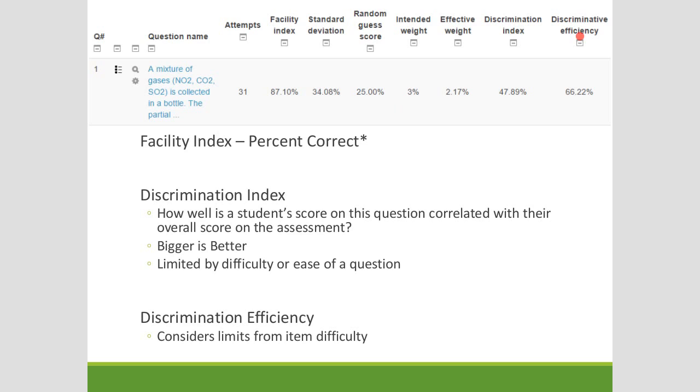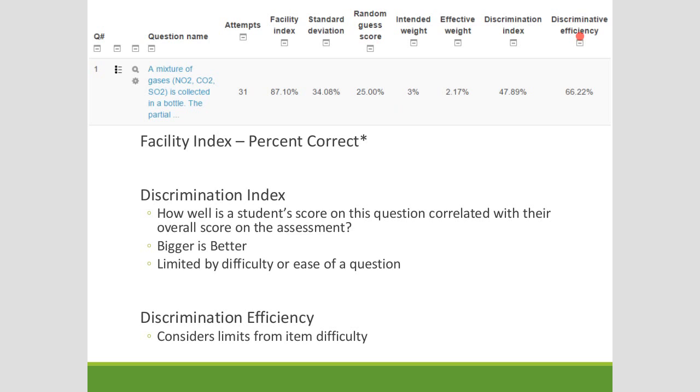So the discrimination index is how well this student's score on this one question correlates with their overall score on the entire assessment. So now we're going back to those pieces that fed into that coefficient of internal consistency from before. The bigger the number, the better here. What this is saying is, how well does this one question predict the score on the exam at the end? What we don't want is for us to give a question on a test and for that not to be predictive of how a student is going to do on the entire test.